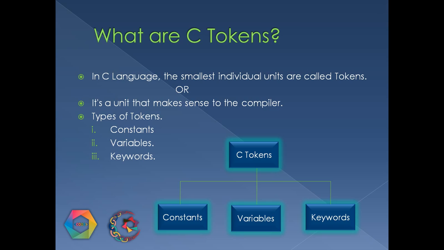All right. Now for tokens, just right now you keep this definition in your mind that it's a unit that makes sense to the compiler. At the end of this video I will try to explain everything with the help of an example so you can understand it in a better way. All right. Now the tokens in C language are of three types. The first type is known as constants, the second type is known as variables, and the third one is keywords. We will take a look at them one by one.